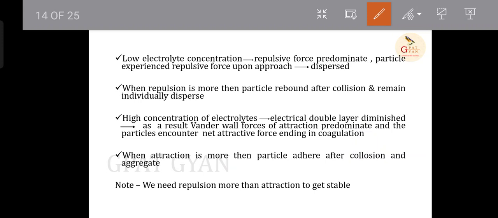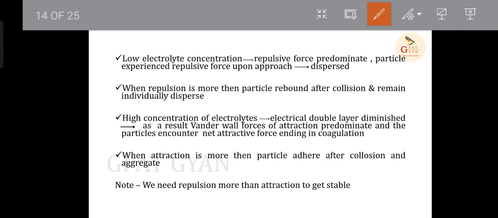So here it is only mentioned that if a repulsive force is present at low electrolyte concentration, the dispersed phase will be predominant over settling down or precipitation. When the repulsion is more than the attraction, the particles rebound after collision and remain individually dispersed. So that is the concept: if repulsion is present, they will obviously be individually dispersed. There is no attraction force acting.